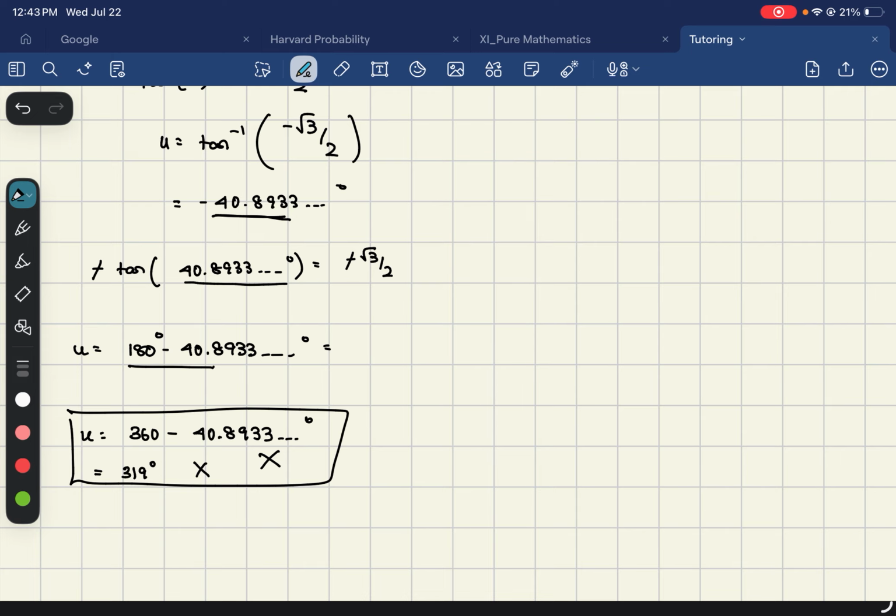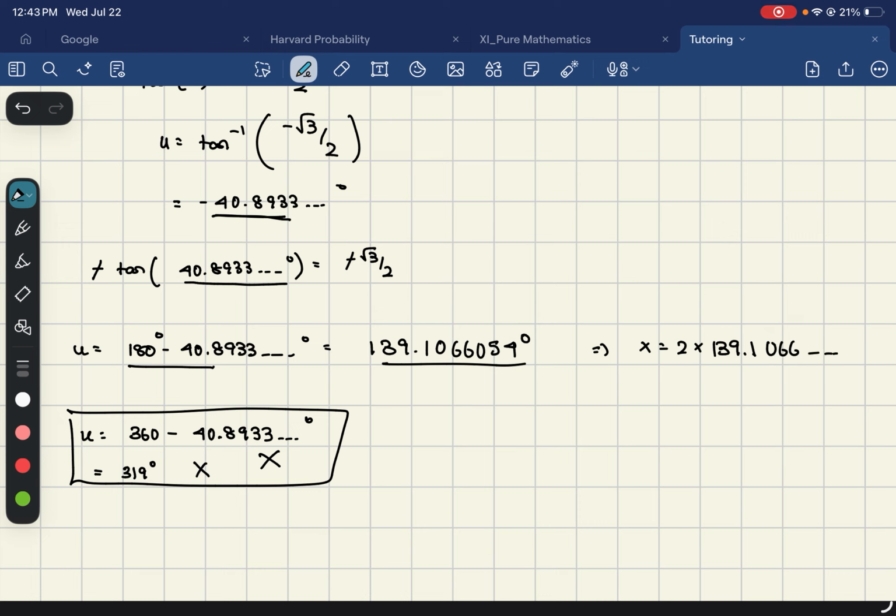And that is 180 minus the angle in the second quadrant. So u only has one value, which is 139.1066054 degrees. And now u was just x by 2. So this implies that x is just 2 times this expression, right? Because u is x by 2.